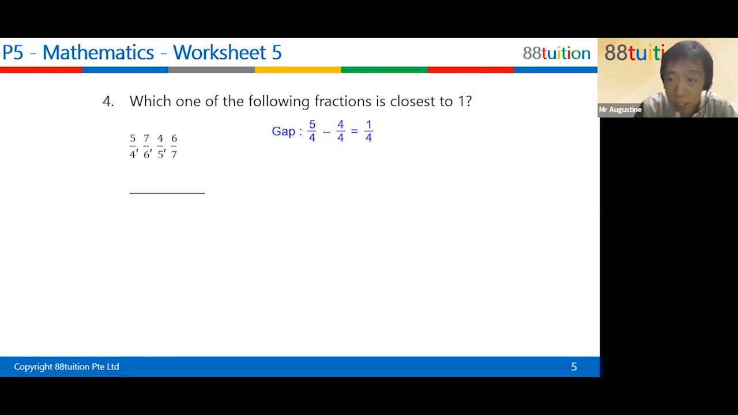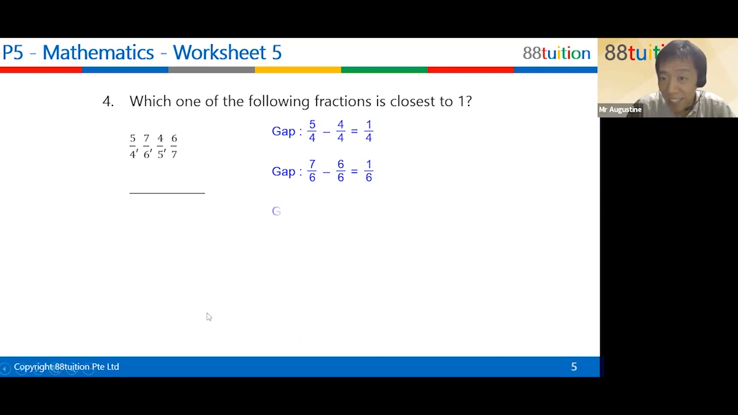I mentioned something just now. If you all caught what I said, the difference between the numerator and denominator for all these 4 fractions is just 1. Do you all notice it? 7 minus 6 is 1, 5 minus 4 is 1, and so on, right? So which gap will give you the largest denominator? Can you see it directly?